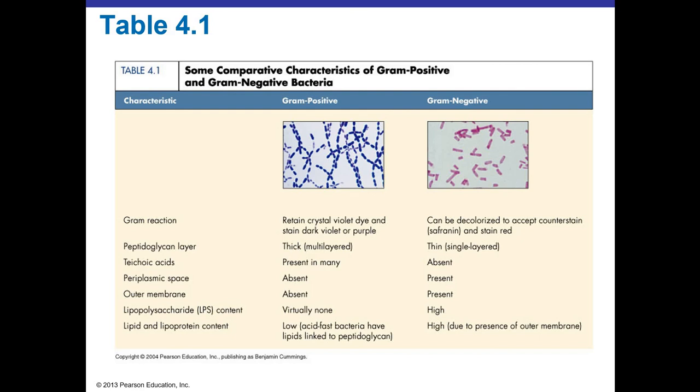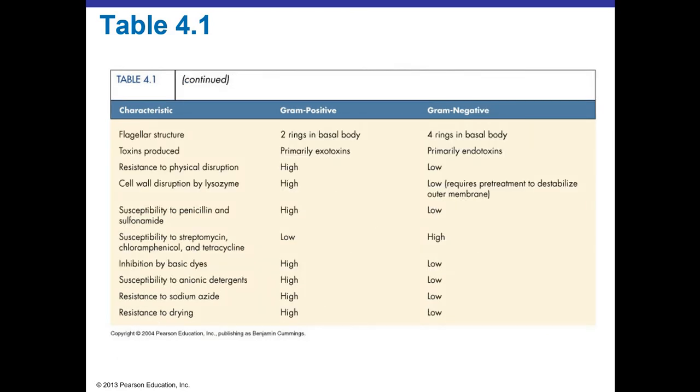Only gram-positives have teichoic acids to help stabilize the thick peptidoglycan, but gram-negatives have the periplasmic space. They also, because they have two membranes, they have the outer membrane, and they also have in that outer membrane, that is the LPS layer. So high lipopolysaccharide content, and in general, gram-negatives have a higher lipid and lipoprotein content due to that outer membrane.